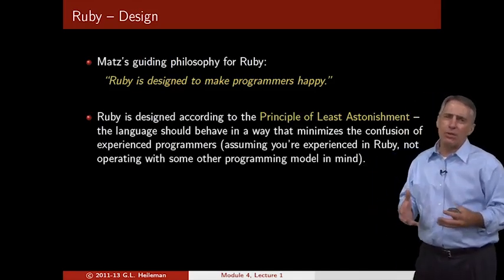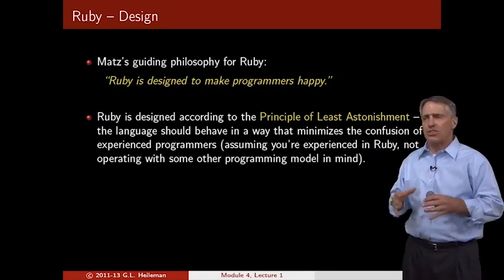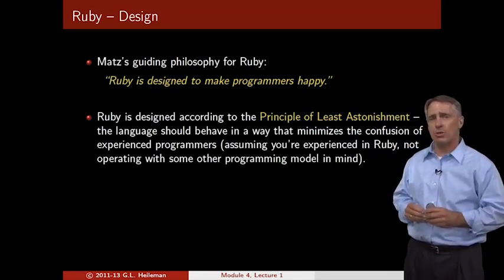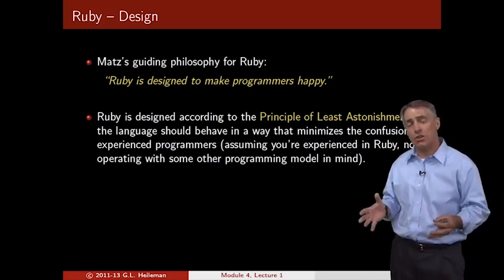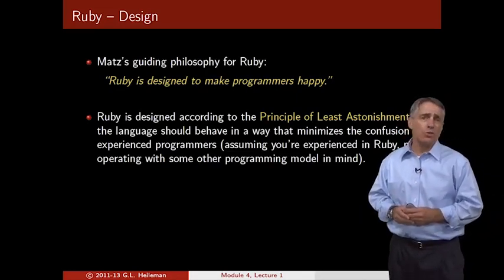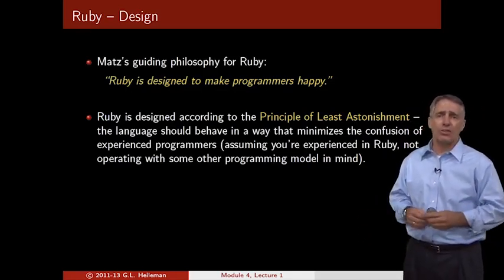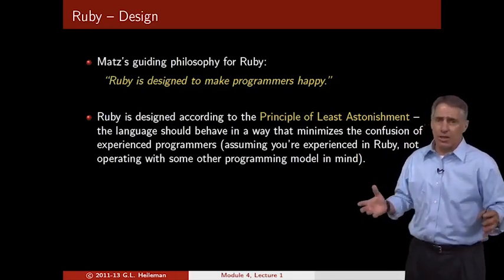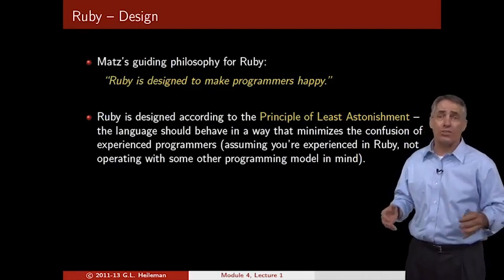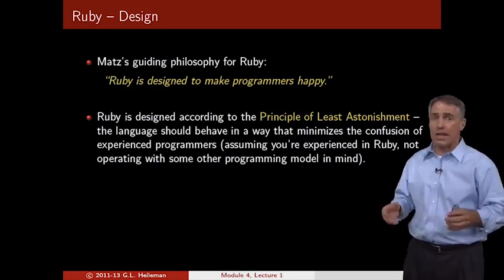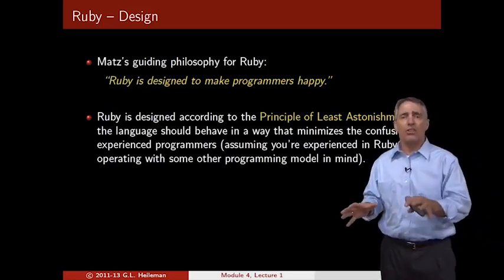And one of the ways that was achieved was by designing the language around this principle of least astonishment. And this is a principle that's used in user interface design as well. When you click a particular button in an application and it does something that you don't expect, you're astonished, and you don't like that in general. That's a bad thing for any application. And he applied that to the language itself.